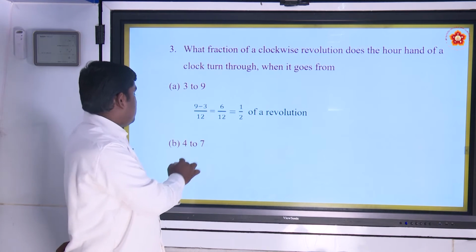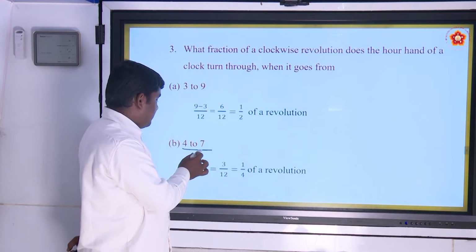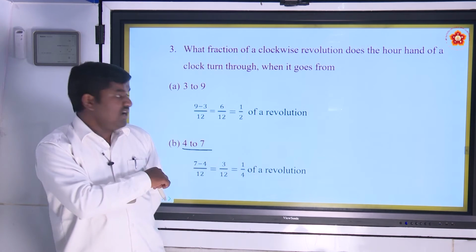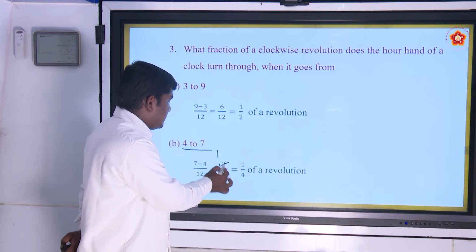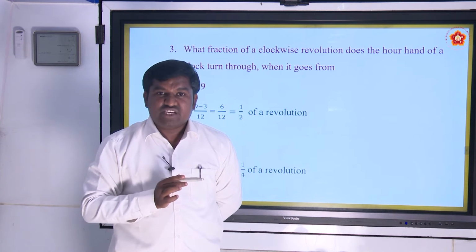Next, second one, from 4 to 7. See, 7 minus 4 divided by 12. 7 minus 4 is 3, divided by 12. Then 3 ones are 3, 3 fours are 12. So 1 by 4th of a revolution.